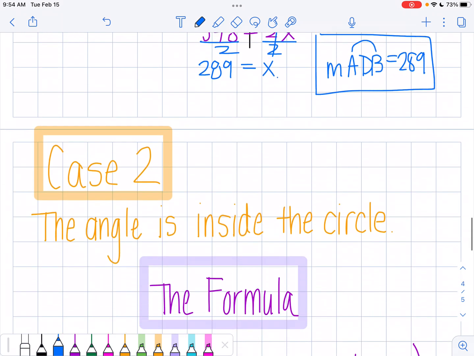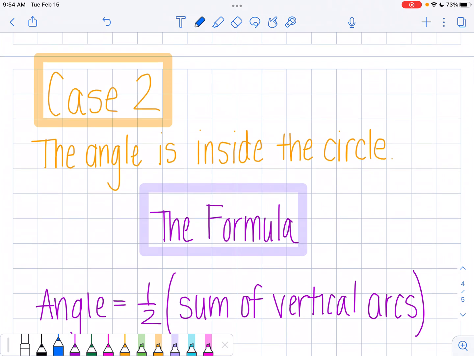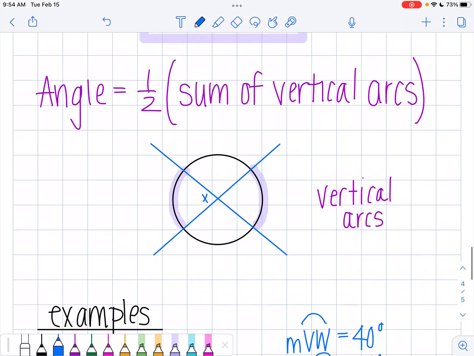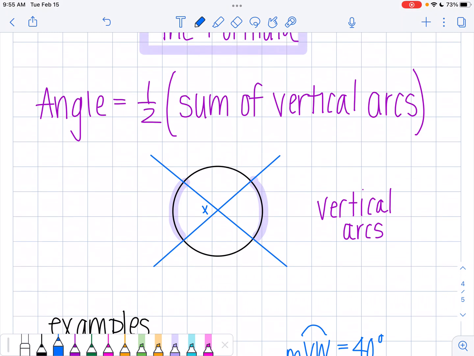Okay. Case 2 is when we have our angle inside the circle. So I'll talk about the formula in a second. Inside the circle means I'm going to have two secant lines and they're going to cross. They're not necessarily going to cross in the middle, but they're just going to cross somewhere in the circle. So I like to think of it as wherever my angle is.